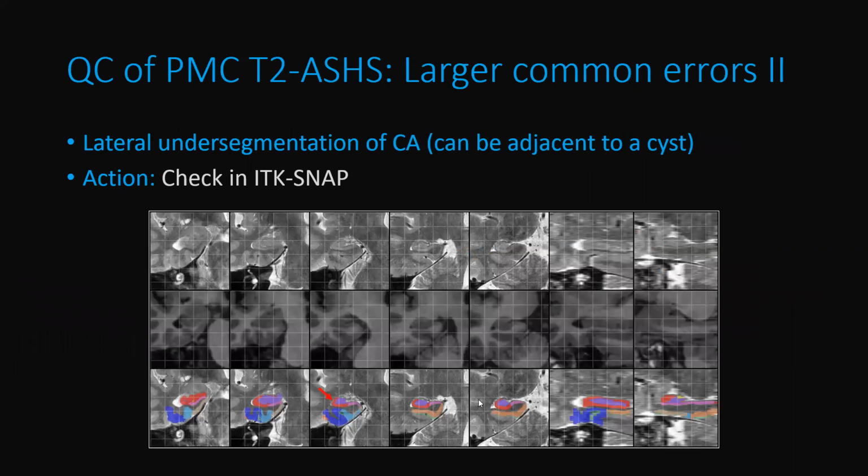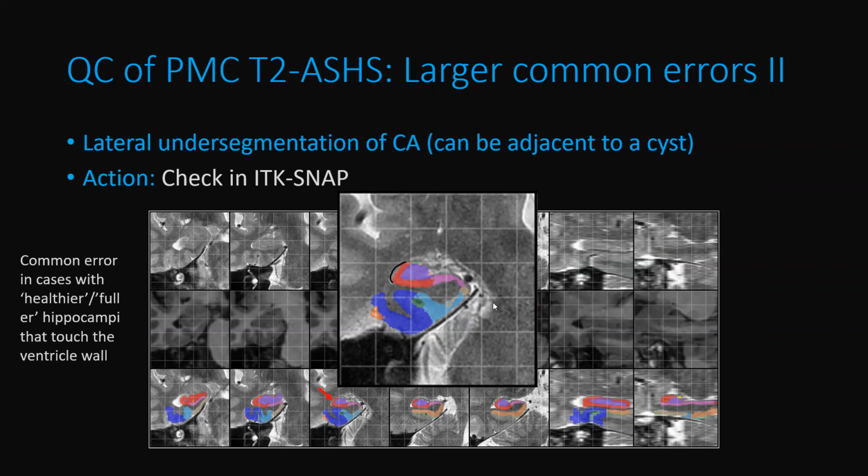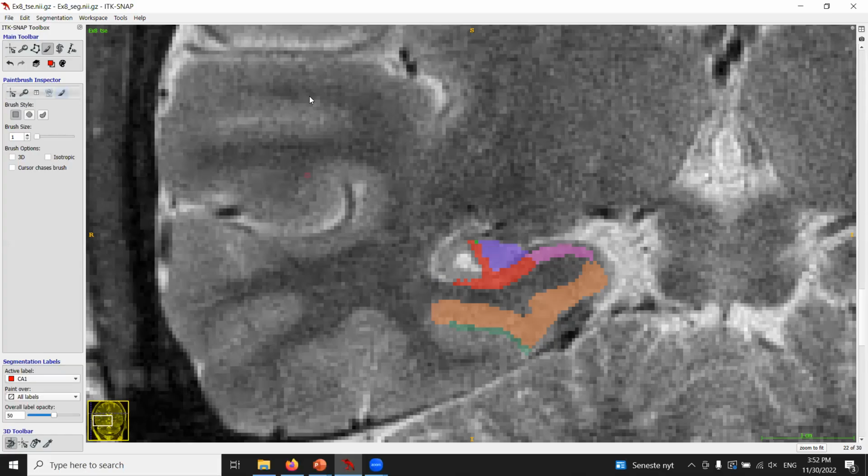So here's another example, and it's indicated here by the red arrow, but it's, I would say, quite subtle, but you can see it here. And this is actually a common error in cases where you have a more fuller, healthier hippocampus that touches the ventricle wall. So again, if you would exclude all these cases, that would cause perhaps a bias in your final study population. So again, I want to show this example.